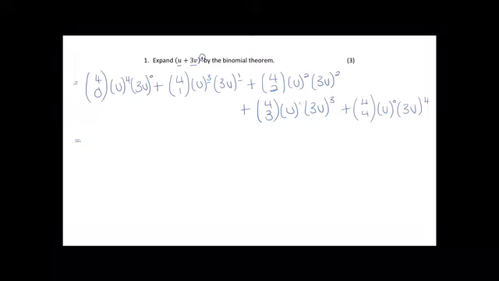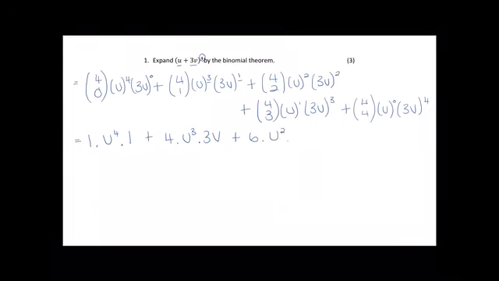Each of these steps need to be simplified, and you'll have to refer back to Pascal's triangle or use your calculator for your choose section. So 4 choose 0 is 1. U to the power of 4 is just u to the power of 4. Anything to the power of 0, 3v to the power of 0 is just 1. We're then adding on 4 times by u cubed times by 3v plus 6 times by u squared.